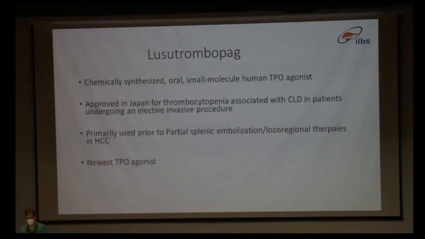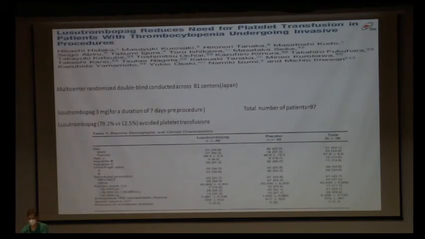The latest that has been approved is lusutrombopag, which is again a small molecule human TPO agonist. It has been approved initially in Japan for patients with thrombocytopenia with CLD undergoing an elective invasive procedure, possibly splenic embolization, locoregional therapy. And like I said, this is the latest TPO agonist which has been approved. So this was the first study, also called the L-PLUS trial.